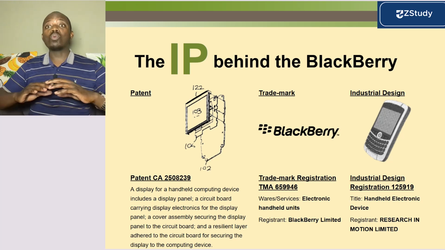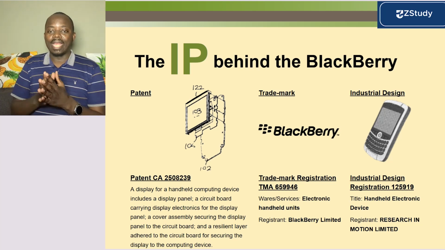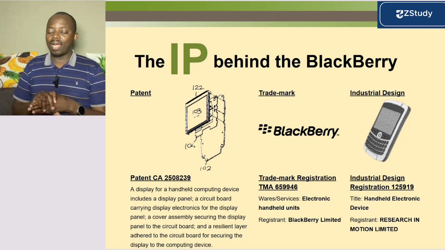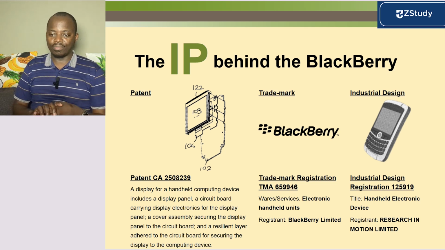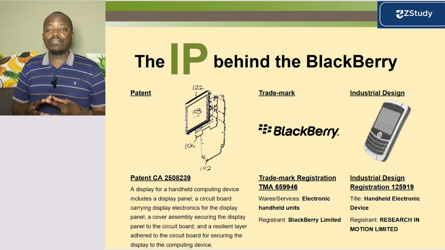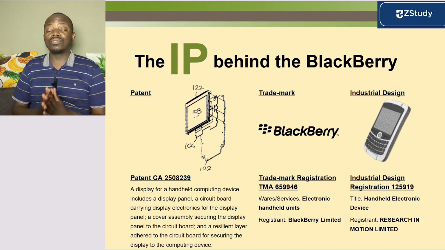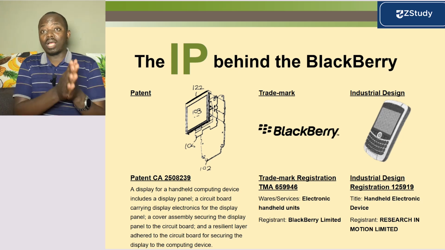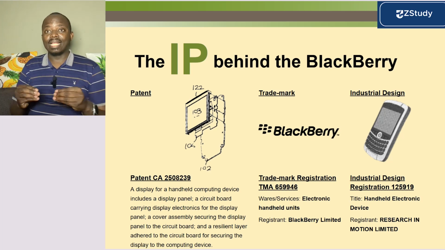Now, as we could see as an example here, we are looking at an IP behind the BlackBerry. So we all used BlackBerries, or we have heard of BlackBerries, that it was a very popular phone. Now, this phone is no longer manufactured. The rights have been sold to different companies that are now using Nokia's innovative and inventive patents that they came up with.